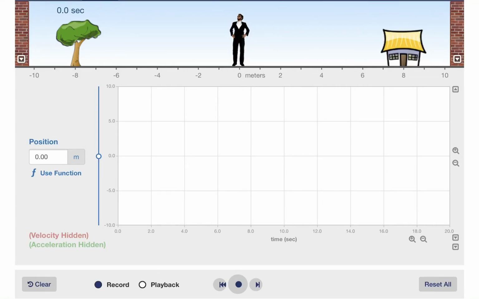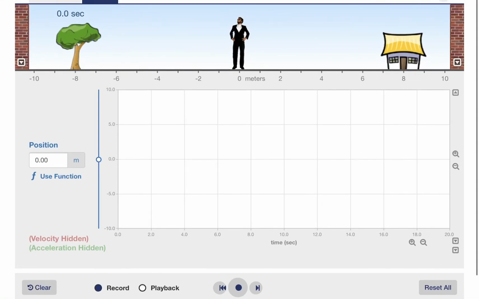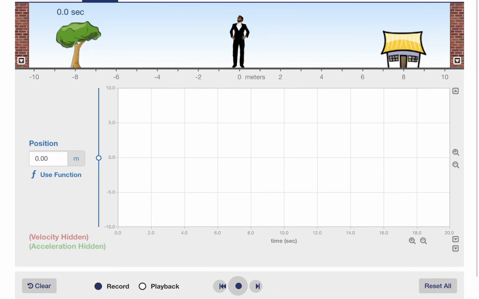Now we're going to look at what happens when the man is moving at a speed that is not constant. So we're going to start with acceleration. And acceleration depends whether he's moving away from his origin or target or if he's moving towards it. So right now he's starting at 0, so that is his origin or his target.